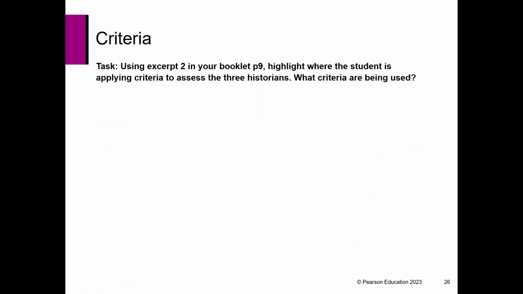It's same page, look at excerpt 2, and again highlight where the student is applying criteria to assess the 3 historians and what criteria is being used. And these are kind of all exercises that you could do with your students.